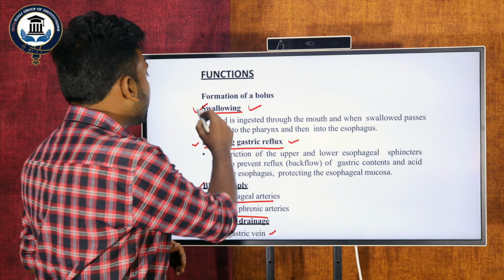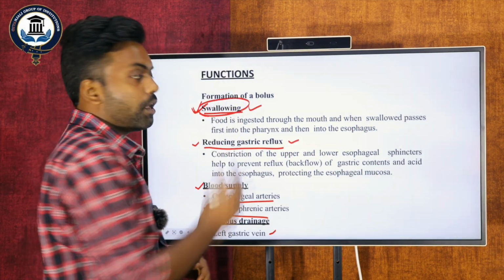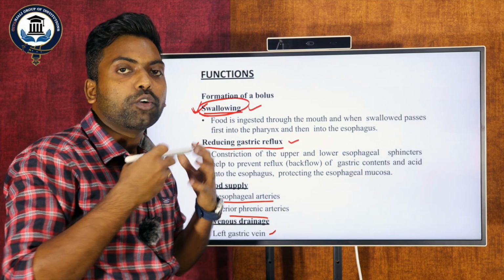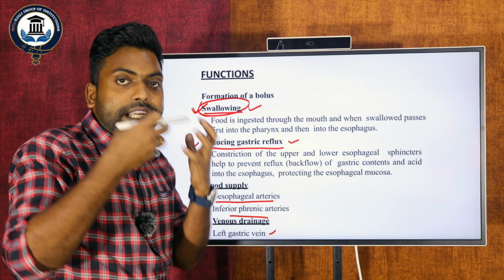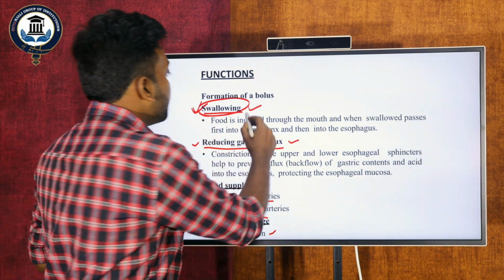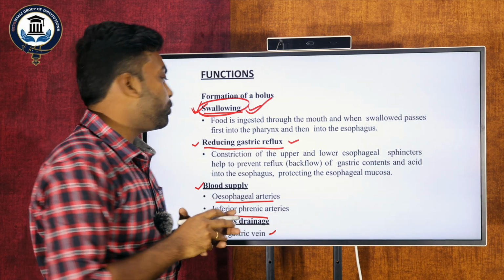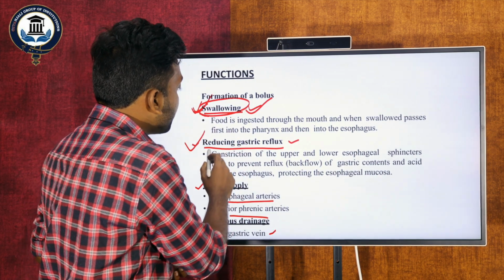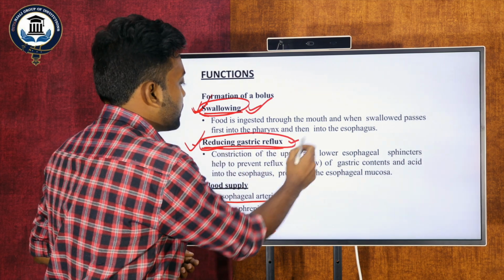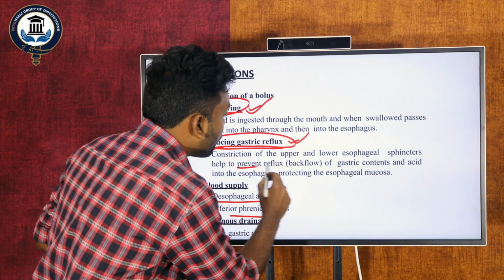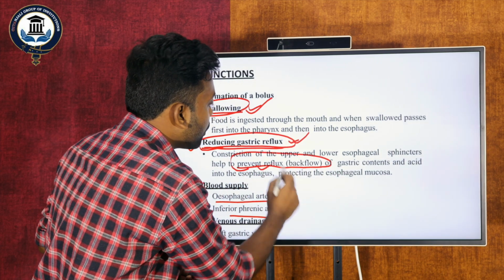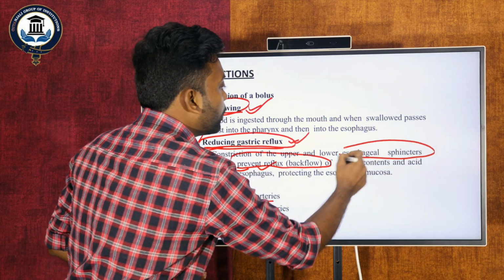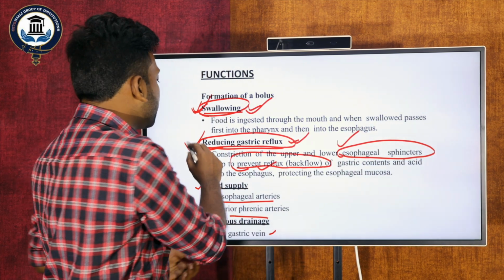The first main function, as I told you, is swallowing. While we are taking food from the oral cavity, it goes to the pharynx and then to the esophagus. So it allows and is involved in the swallowing of the food material. That is the main function of the esophagus. The next one is reducing gastric reflux. As I told you, it is the prevention of backflow by the esophageal sphincters. This is very important for the prevention of backflow. That is one of the functions.